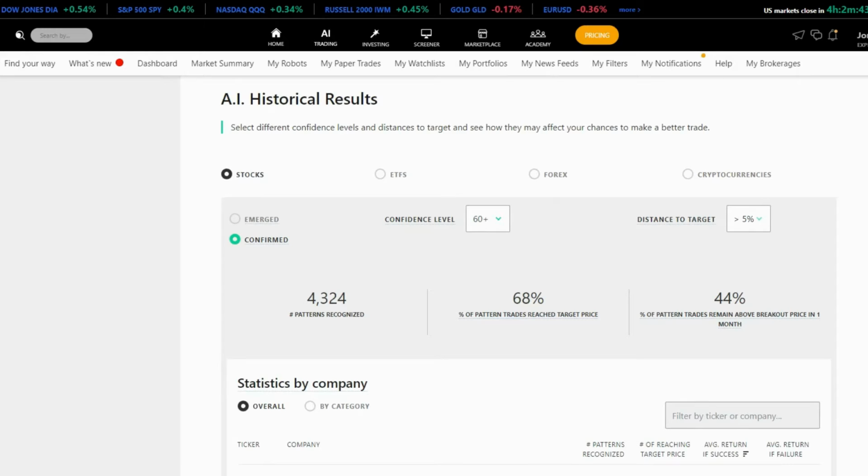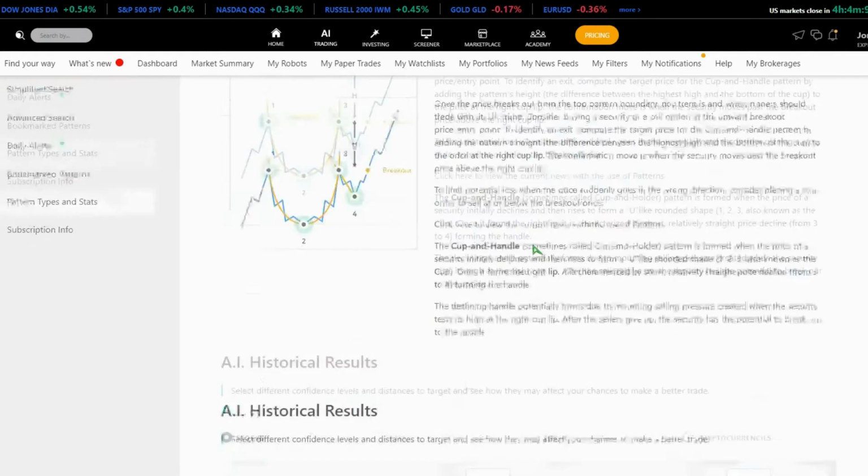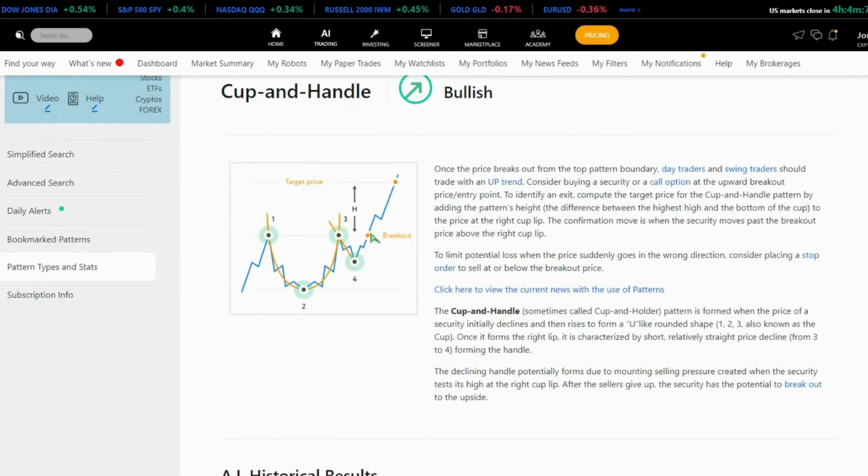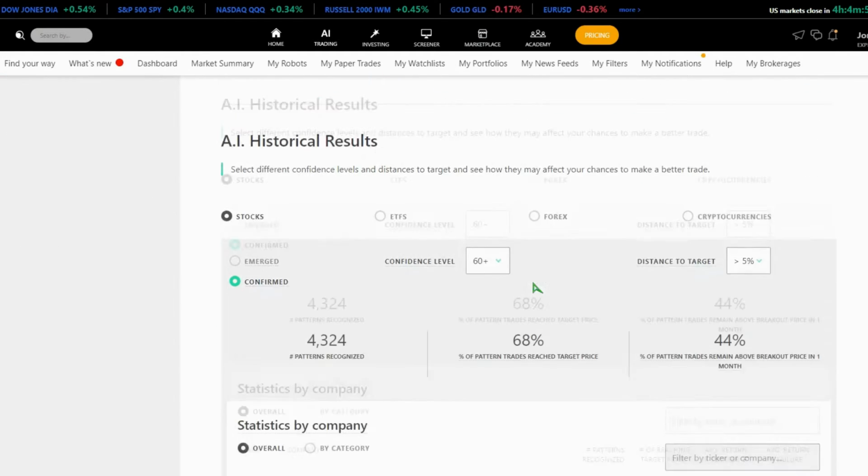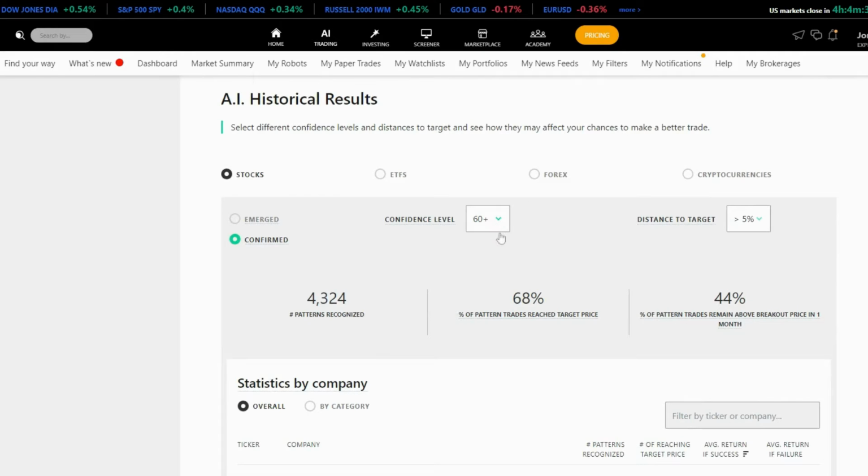And now, the exciting part, the statistics. Let's say we want a confidence level of 60% or more and a target profit of 5%. Our search yielded 4,324 patterns, with 68% of them reaching their target price. So if you had entered the trade at the breakout point, you would have had a great chance to profit. As we increase the confidence level to 70%, we find patterns with even greater potential. 75% of them reach their target price.